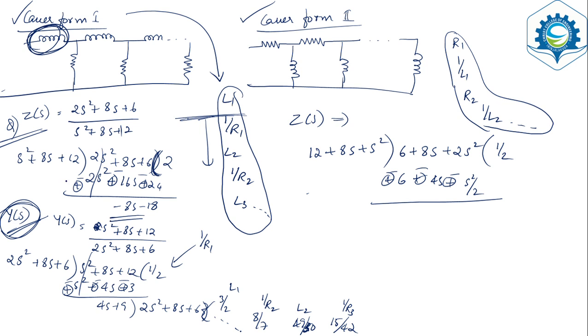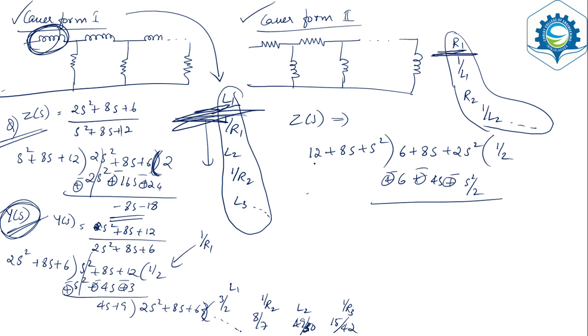And if ever the negative terms are coming, you have to take Y of S. And when you are taking Y of S, from the second step onwards, your answer will begin. So that means it's going to start from the resistor: 1 by R1, L2, 1 by R2, L3. And if in the Cauer form 2 you are getting negative terms, it will be starting from 1 by L1. So these are some of the things that you have to note.